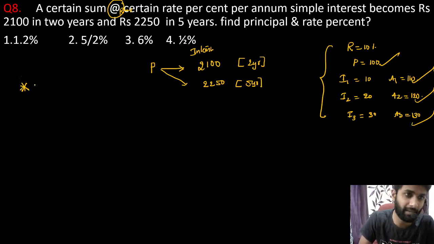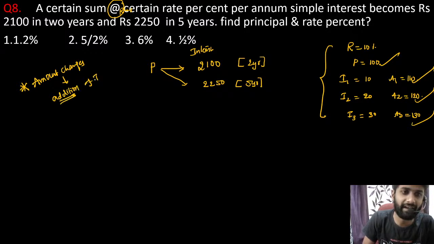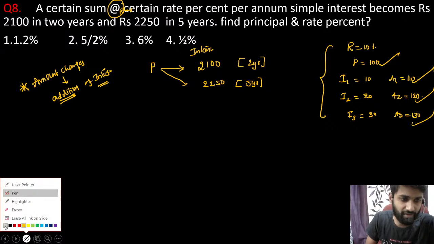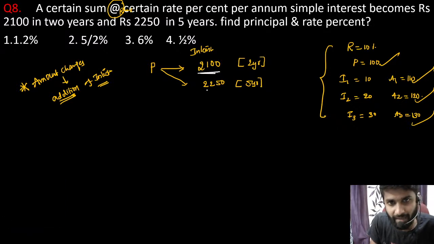Remember this particular point: the amount changes by the addition of interest, guys. If you are good at this particular point, the question is completed, guys. Now see, what is the observation? 2100 becomes 2250. Why does the amount increase? Because of the addition of interest.